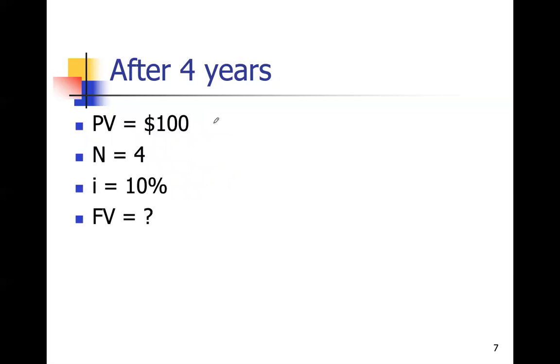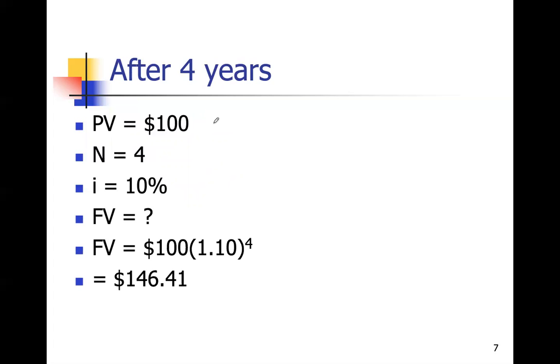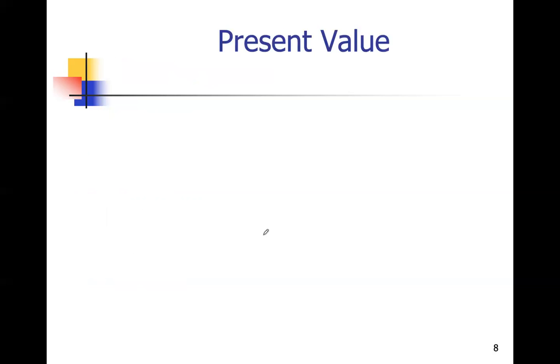Let's go through the answer. Using the same formula, present value is $100, interest rate is 10%, and number of years are 4. So future value of $100 is $146.